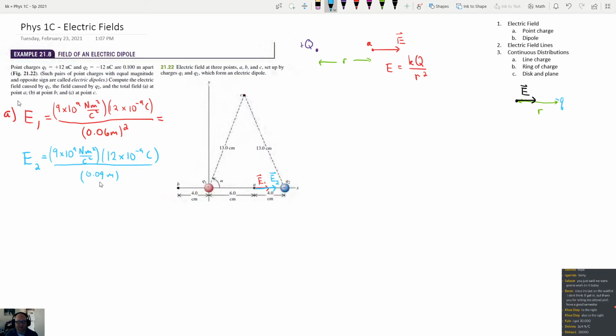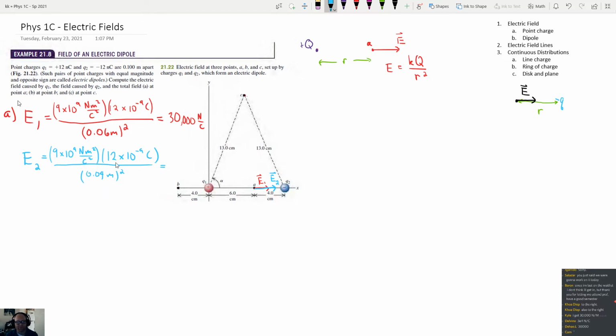The only thing that changes here for this one is that it's a negative charge, but we've already taken care of the fact that it's negative by drawing our vector to the right. And it looks like the answer to the first part is 30,000. Okay, thanks. Newtons per coulomb. Oh, and then one other thing here is this is squared.